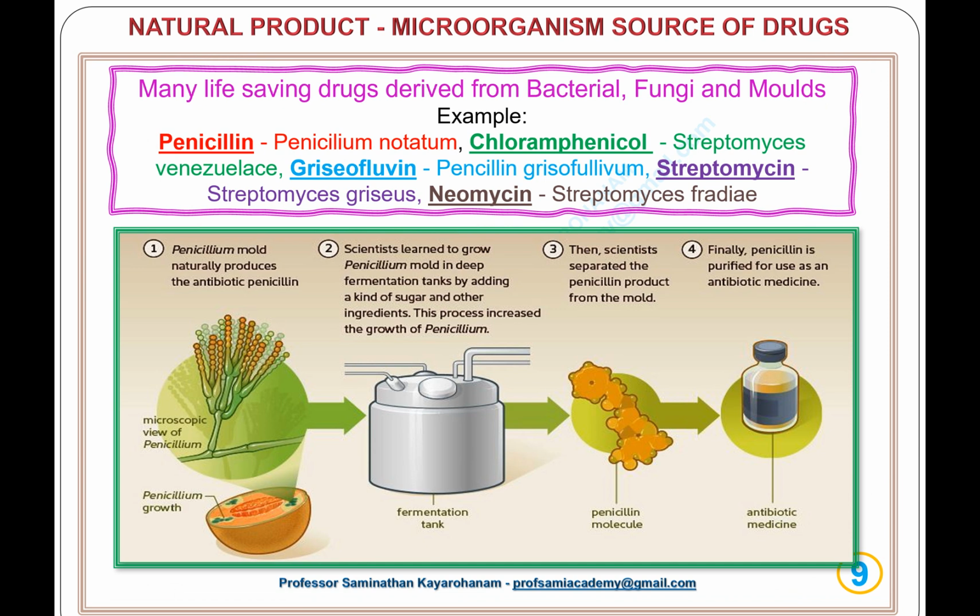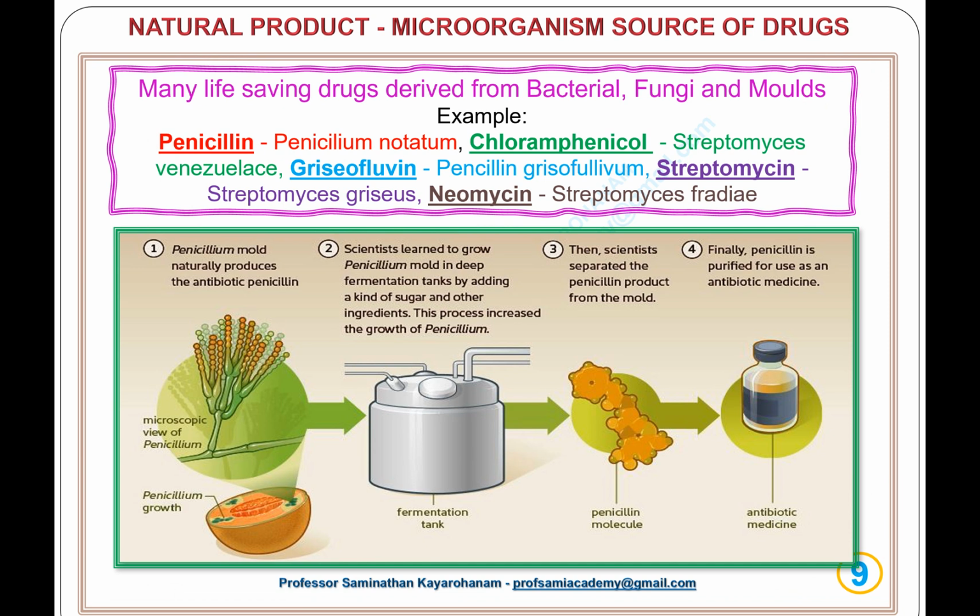Slide number 9. Natural product, microorganism source of drugs. Many life-saving drugs are derived from bacteria, fungi and molds. Example: penicillin is produced from Penicillium notatum, chloramphenicol is produced from Streptomyces venezuelae, griseofulvin is produced from Penicillium griseofulvum, streptomycin is produced from Streptomyces griseus, neomycin is produced from Streptomyces fradiae.